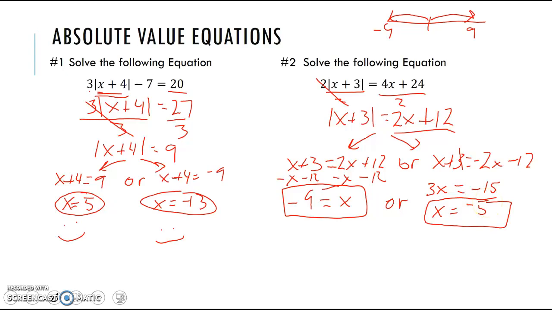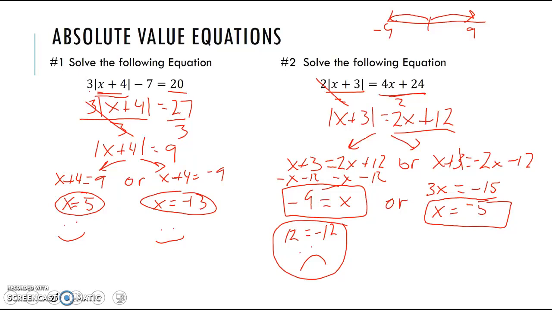Let's plug them both in to the equation and make sure that it works. So if I plug in negative 9 here, I have negative 9 plus 3, which is negative 6. And the absolute value of negative 6 is 6. 6 times 2 is 12. So we have 12 on the left. And if I plug it into the right side of the equation, 4 times negative 9 is negative 36. Negative 36 plus 24 gives me negative 12. Well, that doesn't work. That's called an extraneous solution. It worked going forwards, but it gives me a solution that doesn't work. We're going to talk about why that happens here in just a moment.